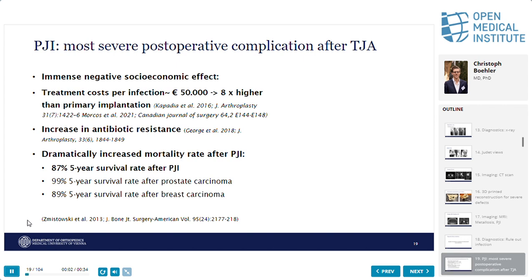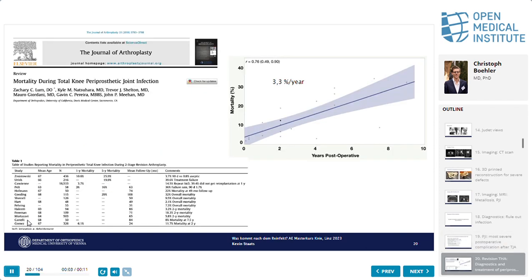Because PJI is the most severe postoperative complication after THA, it has immense socioeconomic effect. The costs are more than 50,000 euros or even more, so 8 times higher than the primary implantation. We're increasing the antibiotic resistance, so we're facing bacteria we cannot treat. And you also have to be aware that the mortality rate after a PJI is higher than after a prostate carcinoma or breast carcinoma. This is another study showing that after a periprosthetic joint infection, the mortality rate increases by 3.3% each year.